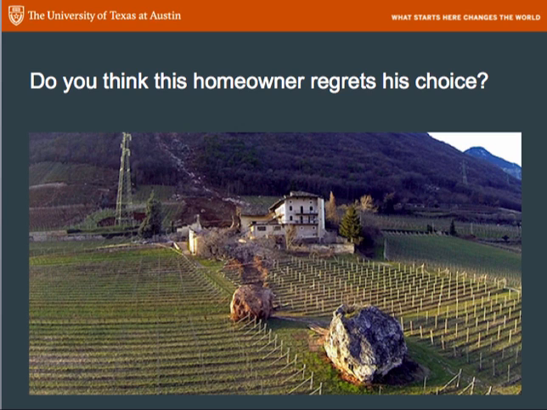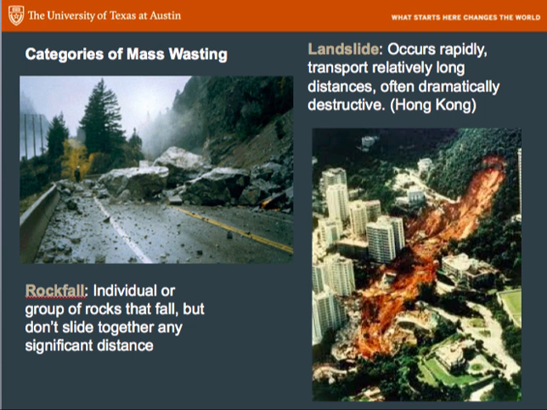Let's start with this picture you might have seen on the internet a couple of years ago. Do you think that this homeowner regrets putting his house where he did? We'll look at this rockfall in a few minutes.